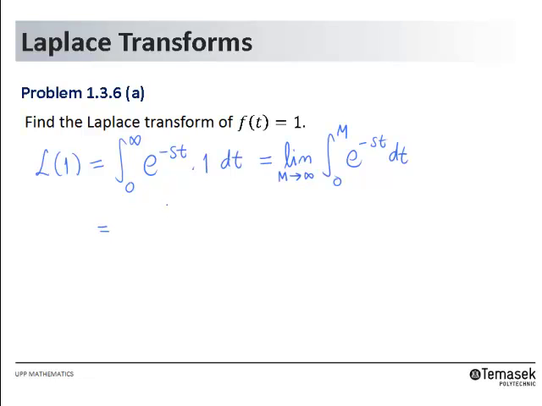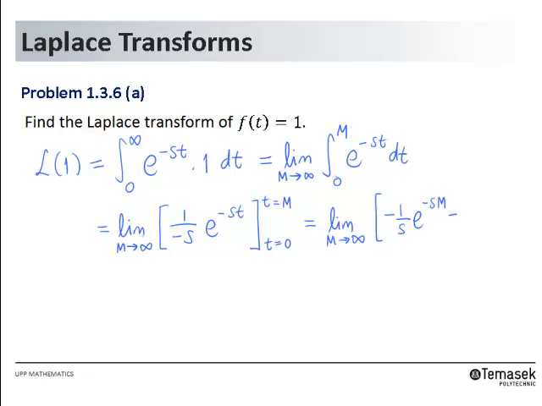We do the integration of exponential negative st, that will give us 1 over negative s exponential negative st. The integral boundaries are from 0 to m. And then we will take the limit of m increasing without bound. Since the limit is taken with regard to m, we can rearrange the terms and obtain this.